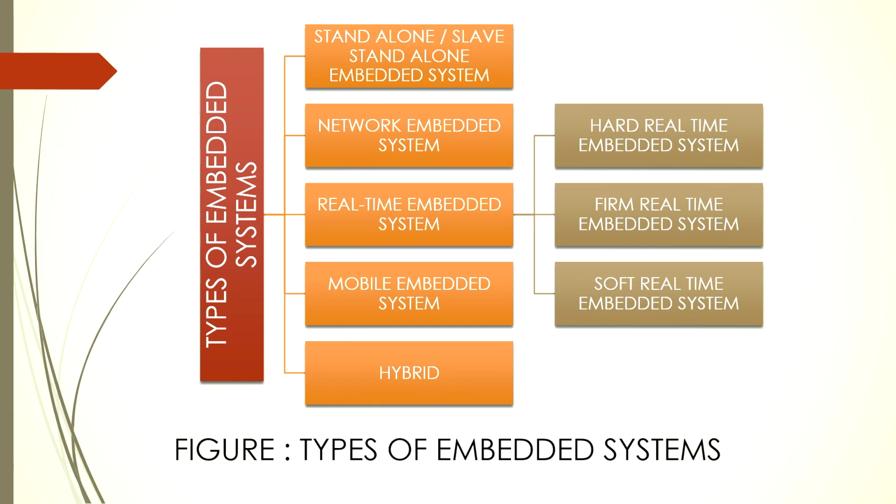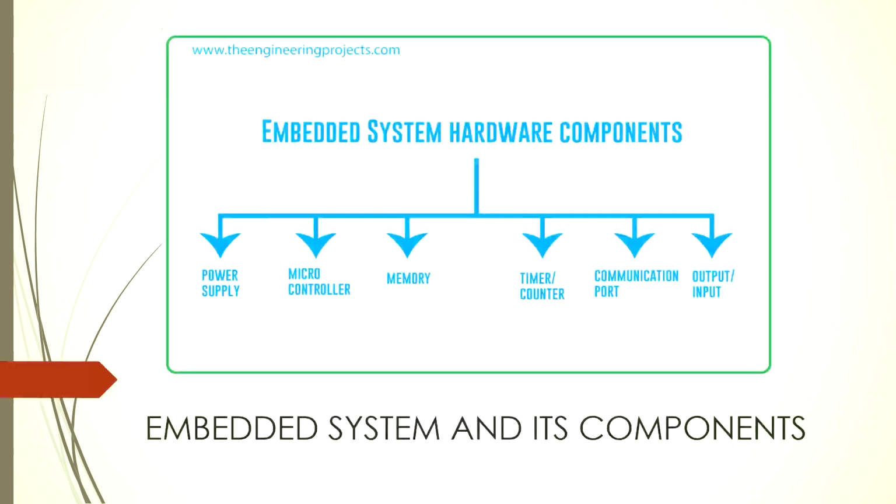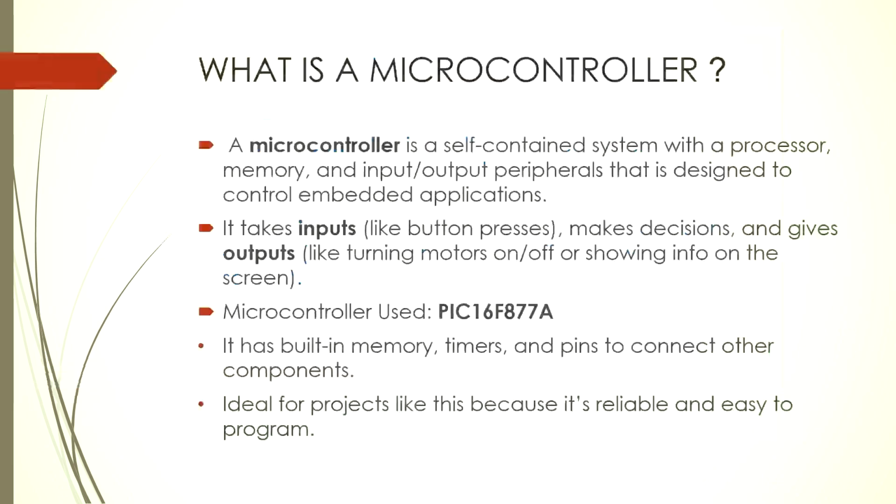Components of embedded systems. Now coming to the components of embedded systems: we have power supply, which is regulated in our PICSIMLAB. We will be talking about what is PICSIMLAB in further slides. Then microcontroller, then memory, which is RAM or ROM, then timer, counter, then communication ports, and then output and input ports. What is a microcontroller?